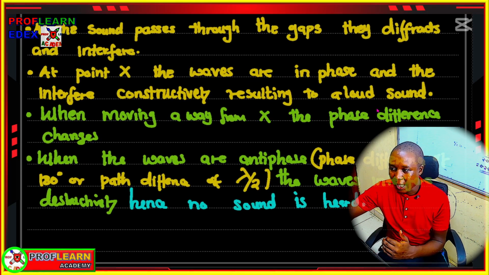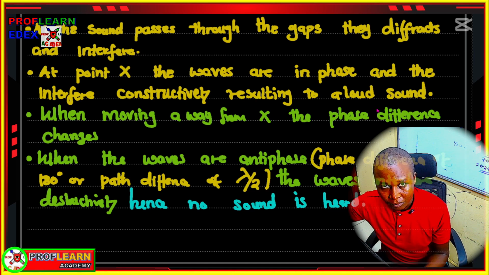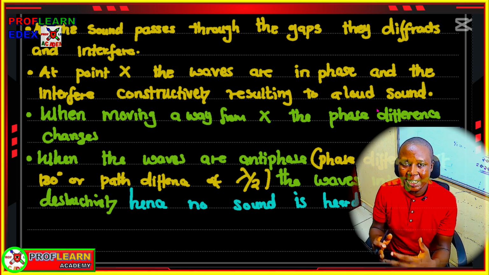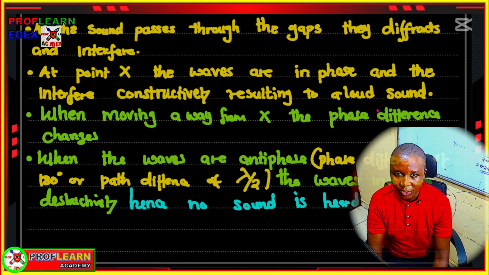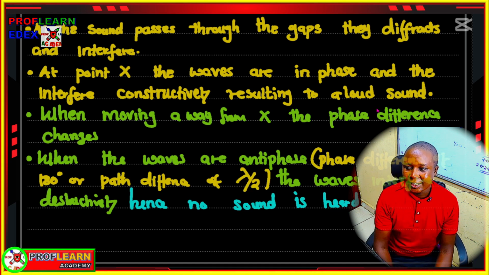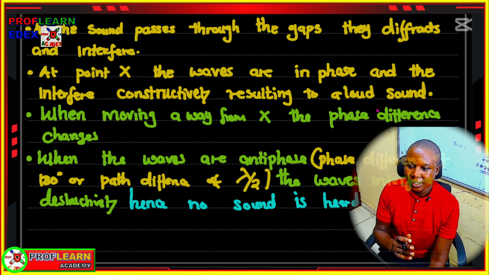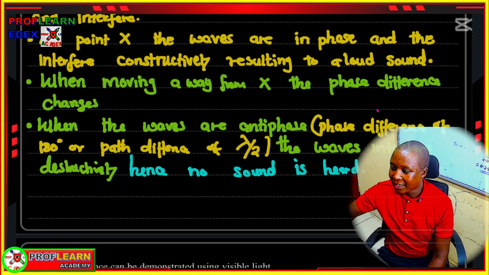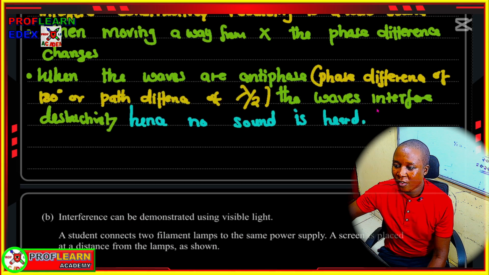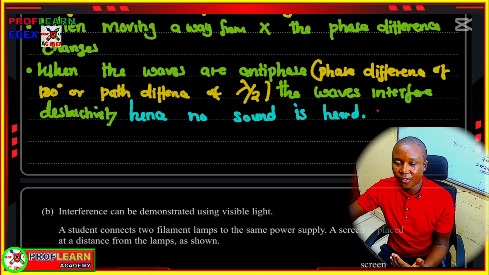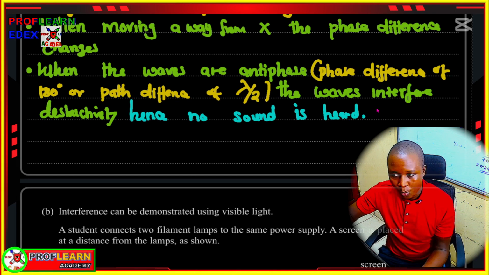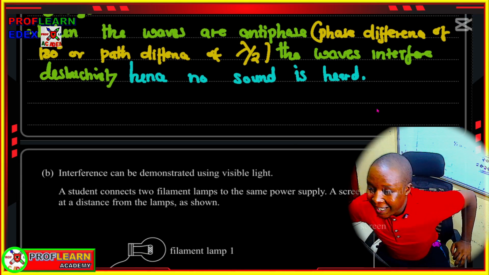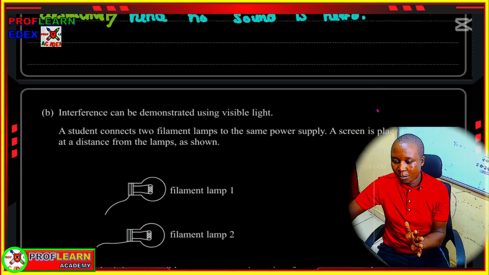As sound passes through the gaps, it diffracts and interferes. Meaning diffraction is going to take place, and when the two waves from the gaps interact, interference or superposition is going to occur. At point X, the waves are in phase and the interference is constructive, resulting in a loud sound. When moving away from X, the phase difference changes, and when the waves are in anti-phase, when the phase difference is 180 degrees or the path difference is half the wavelength, the waves interfere destructively, hence no sound is heard at that given point.